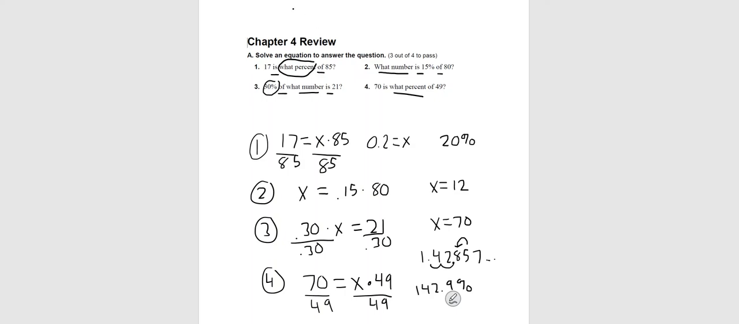Now let's go ahead and take a look at part B. The instructions for part B say to identify the percent of change as an increase or decrease, then find the percent of change, round to the nearest 1/10 of a percent if necessary. For these ones, we need to use the formula, the amount of change divided by the original amount, and then we need to change that, whatever that is, into a percentage.